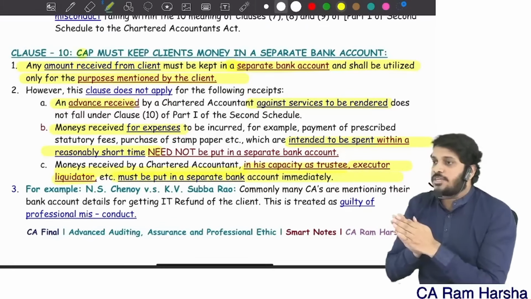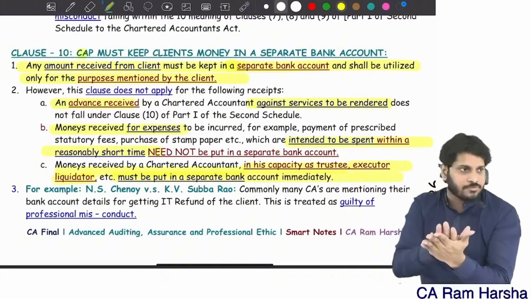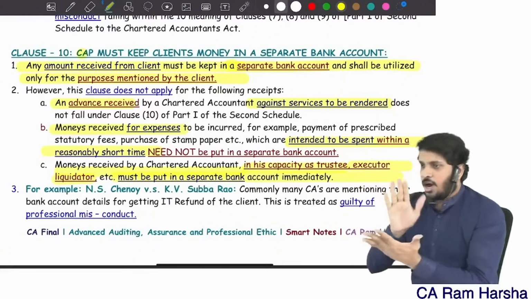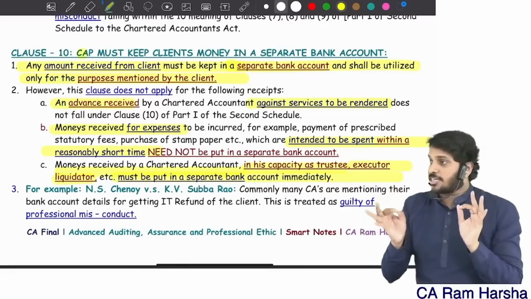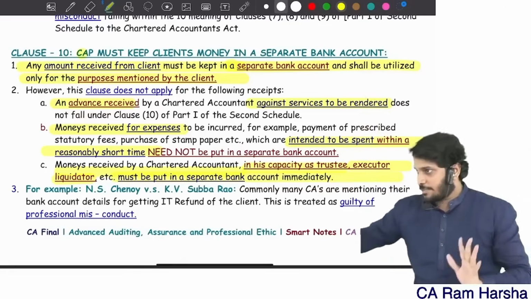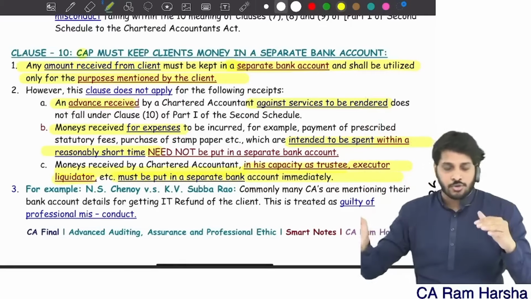However, you need not keep it in a separate bank account if an advance is received for remuneration, or if the amount is to be spent in a reasonable period. Further, if a CA is acting as a liquidator, trustee, or receiver, he must always keep the amount in a separate bank account. Clear? Then schedule 2.